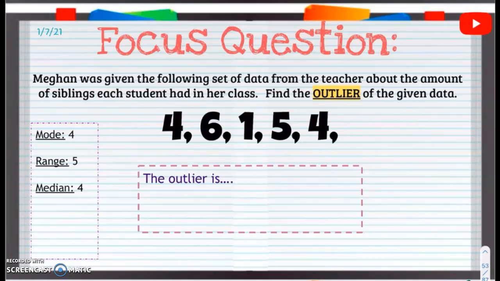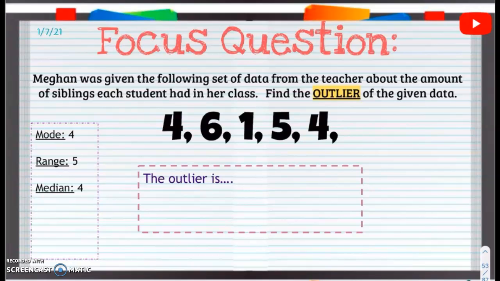January 7th, 2021, focus question. We have the same question that Megan was given: the following set of data from her teacher about the amount of siblings each student had in her class. Find the outliers. We're going to find something called an outlier.